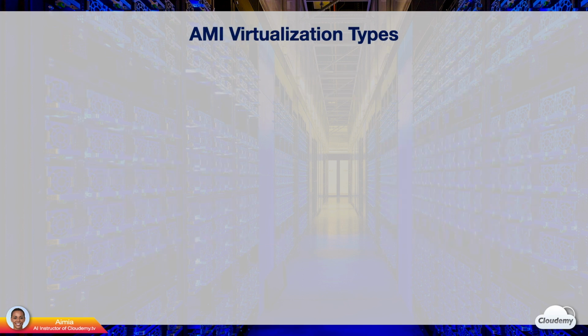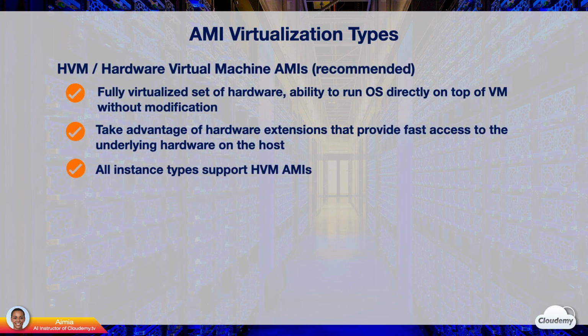AMI supports one of two types of virtualization, hardware virtual machine and paravirtual. The main differences between HVM and PV AMIs are the way in which they boot, and whether they can take advantage of special hardware extensions for better performance. HVM AMIs are presented with a fully virtualized set of hardware, and boot by executing the master boot record of the root block device of your image. HVM guests can take advantage of hardware extensions, such as enhanced networking and GPU processing, that provide fast access to the underlying hardware on the host system. All instance types including previous and current generation support HVM AMIs. All current generation instance types only support HVM.